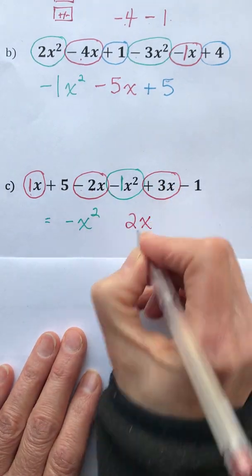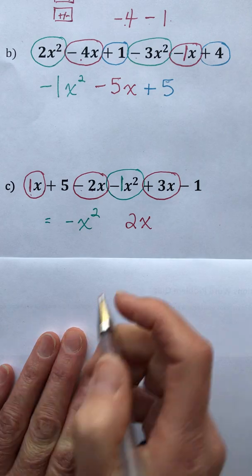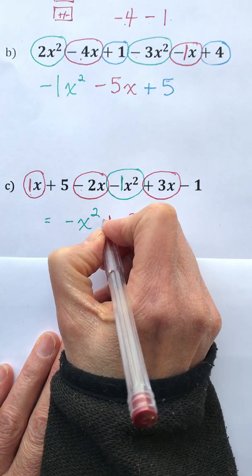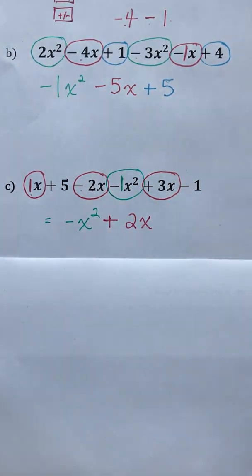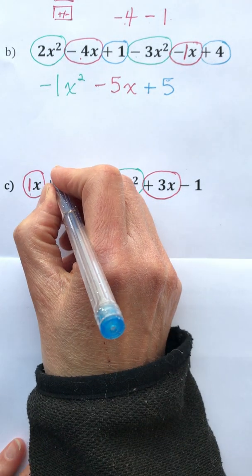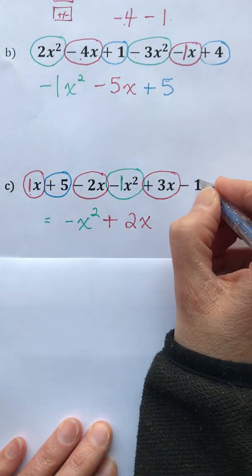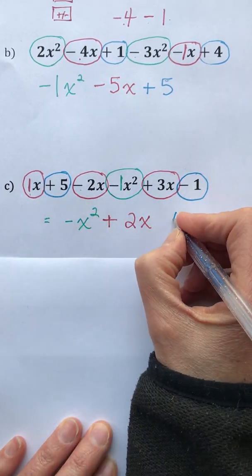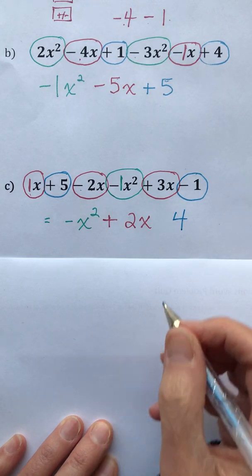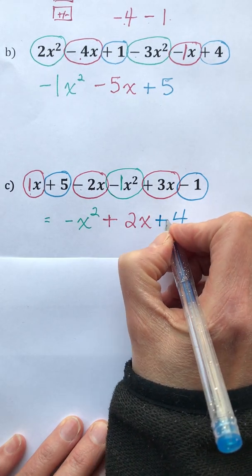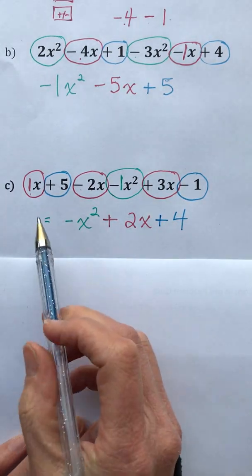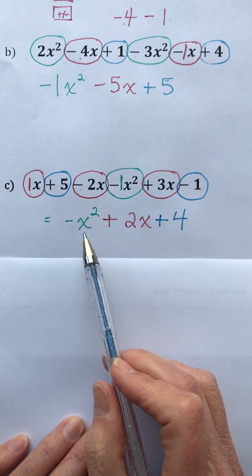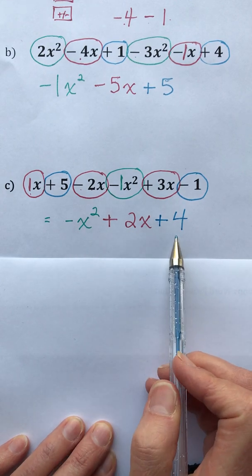And what did we just gather? We gathered x's. So we have 2x, and this is positive, so we got to put a plus sign in between. And then the last step is to look at the units. So here I got a plus 5 and a minus 1. And 5 take away 1 is 4. Of course, it's a positive 4, so we say plus 4. Okay, so that expression simplifies to negative x squared plus 2x plus 4.